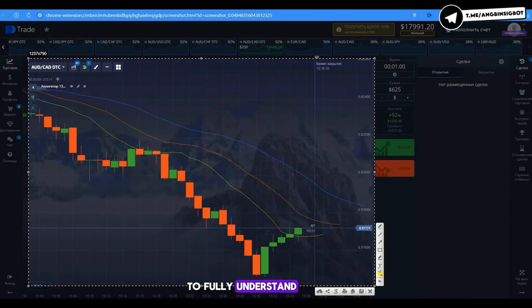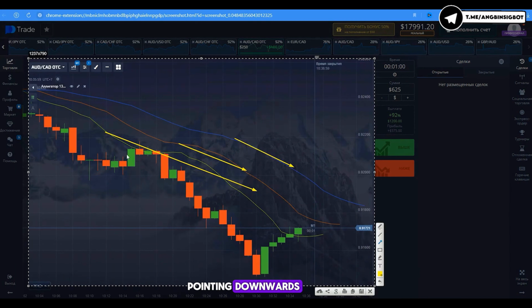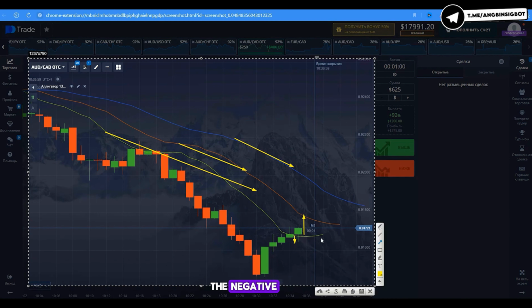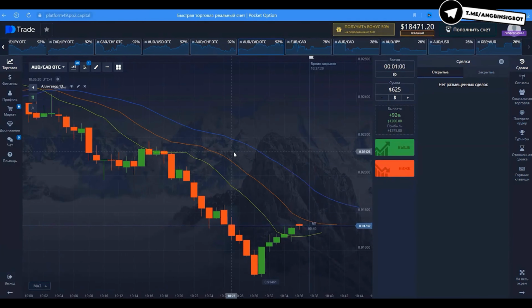To fully understand, I will explain the logic behind this tactic. The asset's moving averages were clearly pointing downwards, indicating a strong trend, which is exactly what we need. Then the price touched one of the lines, and I entered the main trade in the direction of the trend. The base went into the negative, a green candle appeared, and accordingly, the follow-up was for an upward movement.